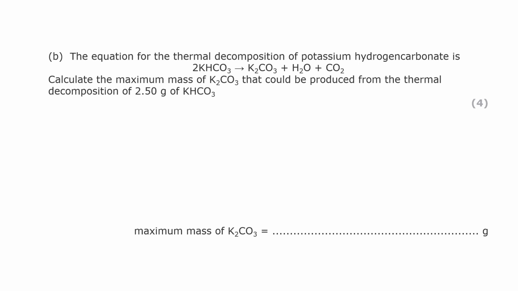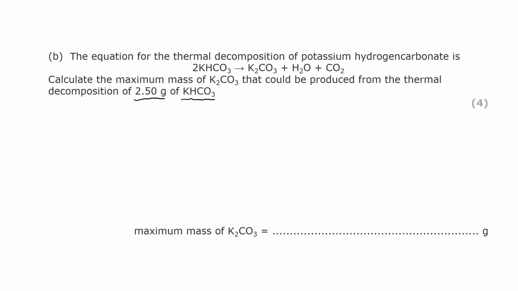This is a reacting mass type question where you're given the mass of one of the reactants. You're asked to calculate the mass that could be produced of one of the products. So in this question, if you look at the equation, we've been given the mass of potassium hydrogen carbonate, KHCO3.